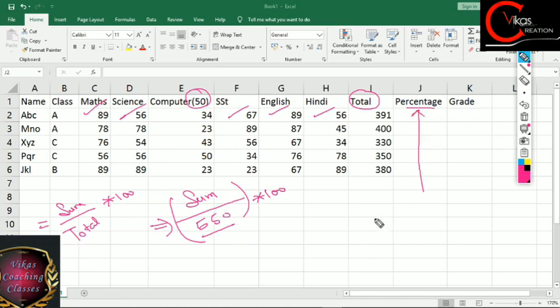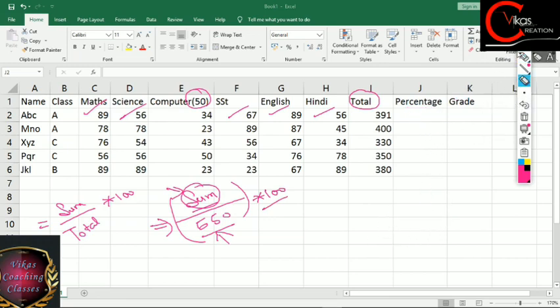For percentage we don't have any function, so we only have to use a formula whenever we are working with percentage. And always keep one thing in your mind in that formula: in the upper section, the numerator, you have to write the sum, and in the denominator you have to write the total values or the total maximum marks, and then you have to multiply this whole by 100. So let me show you how we can do it.